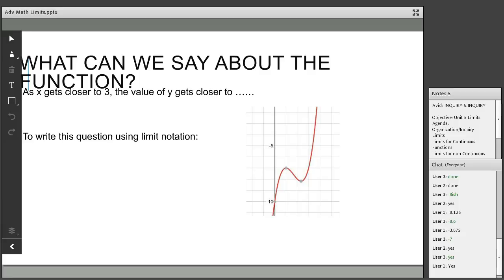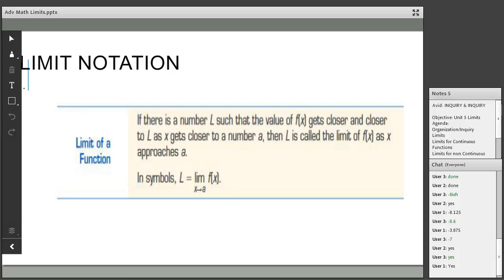So limit notation, we want to use that limit. We take whatever our variable is approaching, and then here's our function, is equal to some value. Usually they use a capital L to indicate what the value is. Here is how you would write it. There's a number L such that the value of f of x gets closer and closer to L as x approaches some number A. So L is called the limit of f of x as x approaches A. This is the symbology you need to know. This is what you'll use to do limits.